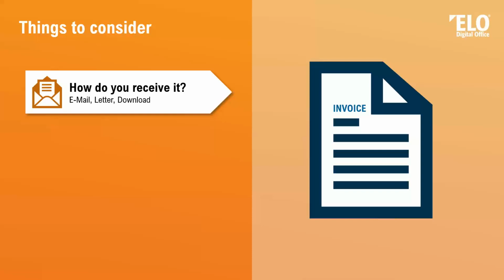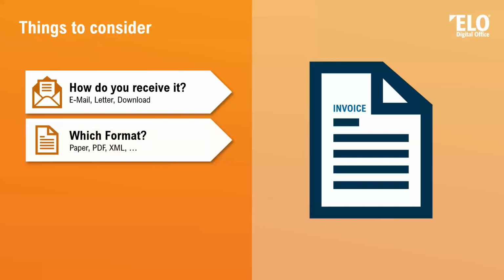So this is in every company a little bit different, and maybe one invoice comes with an email, one invoice comes with a letter, and one invoice I have to download. So how do I receive my invoices? Next thing is, which format has my invoice? Is it in paper? Do I get it as a PDF, or do I get it as a XML file or some other file formats, which, well, I maybe don't know. So this is one thing that you have to consider as well.